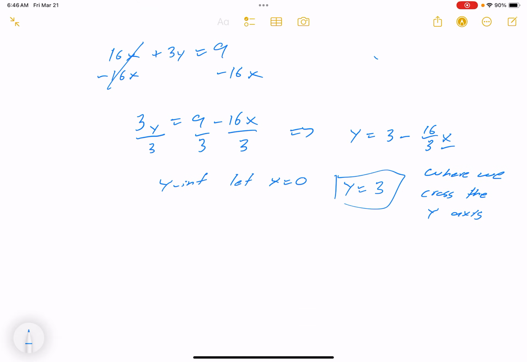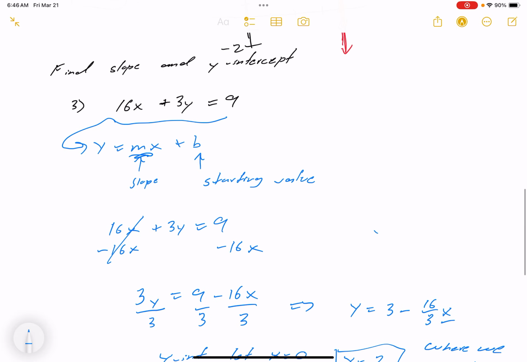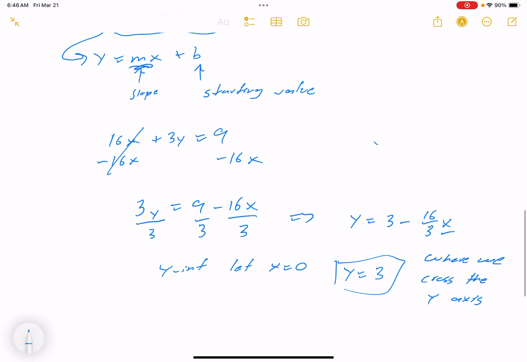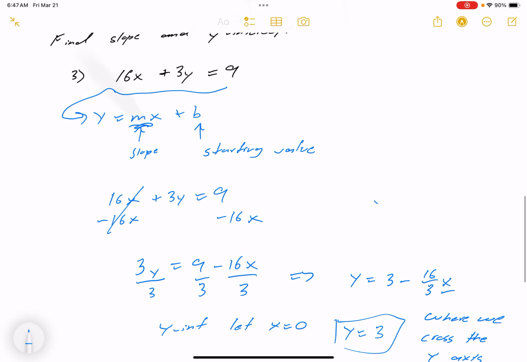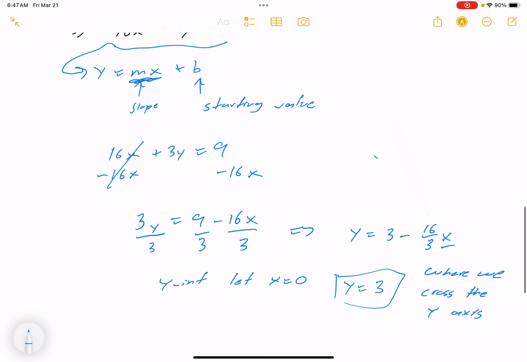Okay, so what else is it asking for? It's asking us to find the slope. Look at mx plus b. The m that's next to the x is going to be our slope. m is right here, and x is right here. They correspond with each other. So guess what? Our m is going to be negative 16 over 3.